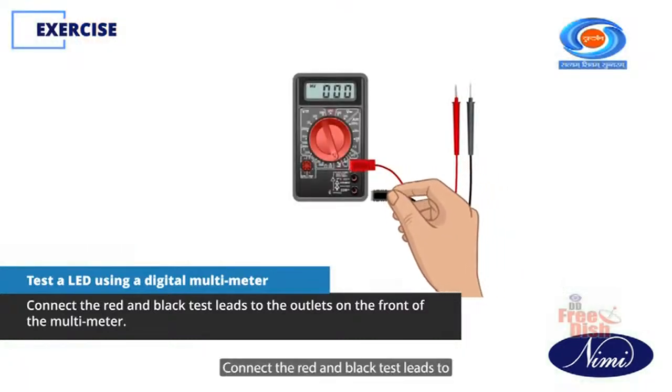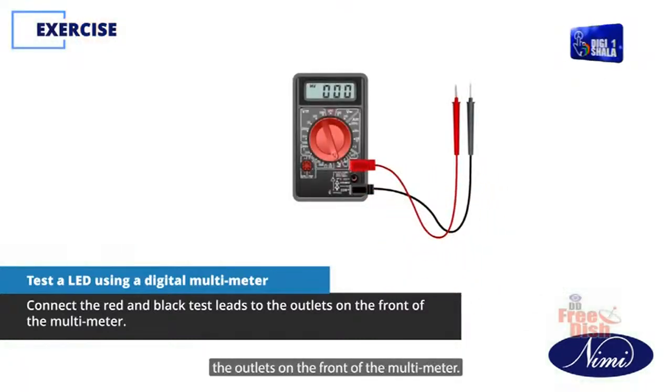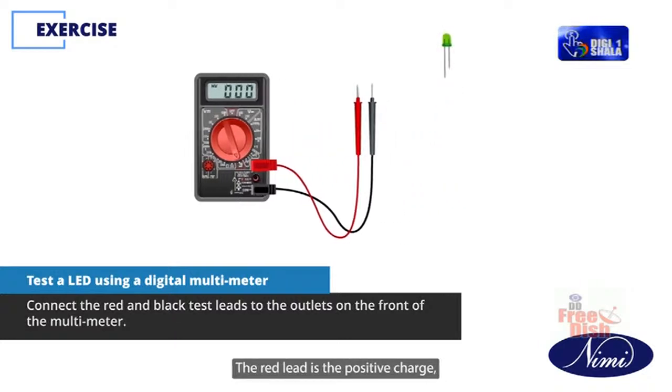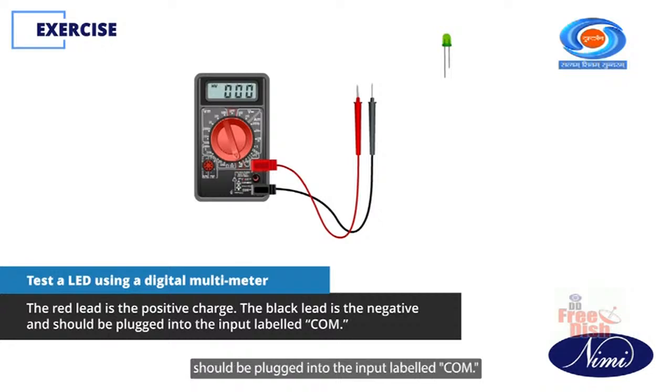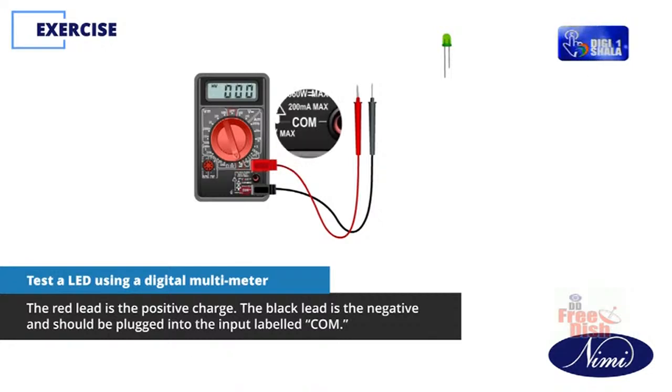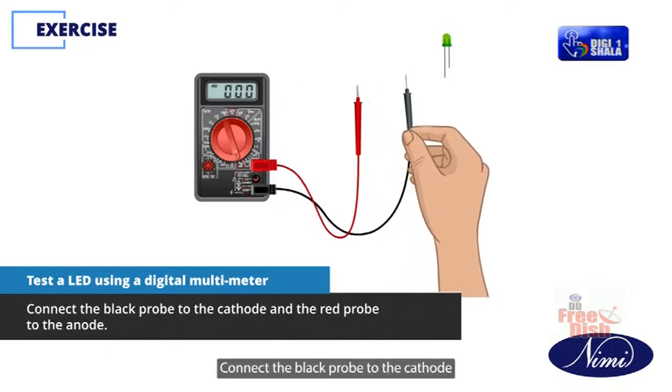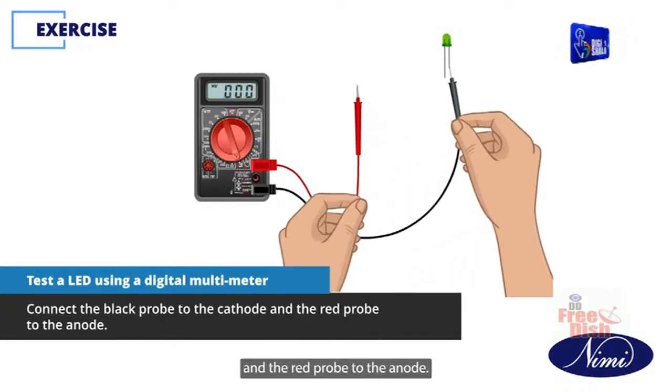Connect the red and black test leads to the outlets on the front of the multimeter. The red lead is the positive charge. The black lead is the negative and should be plugged into the input labeled COM. Connect the black probe to the cathode and the red probe to the anode.